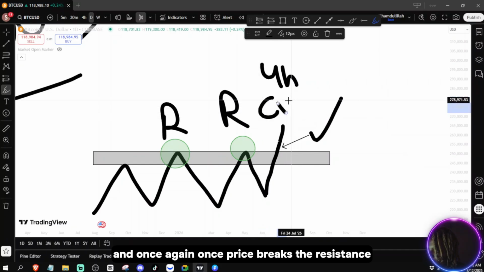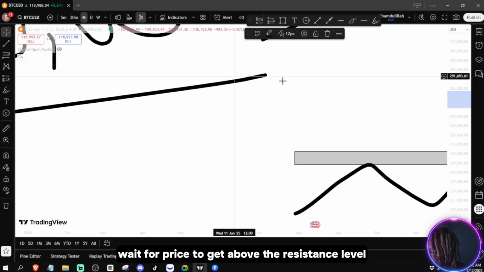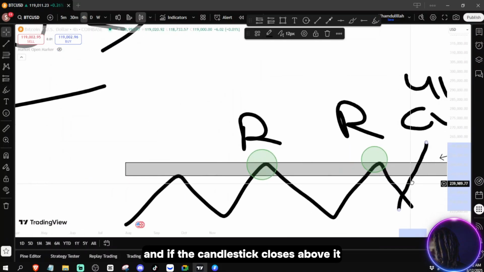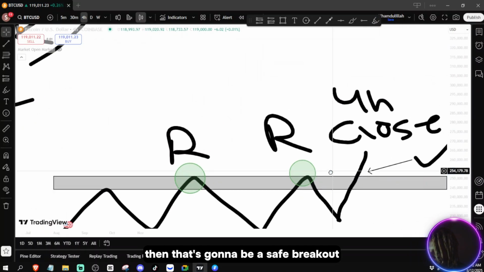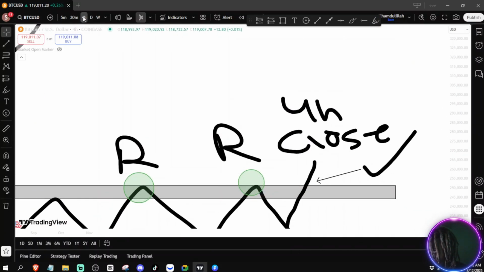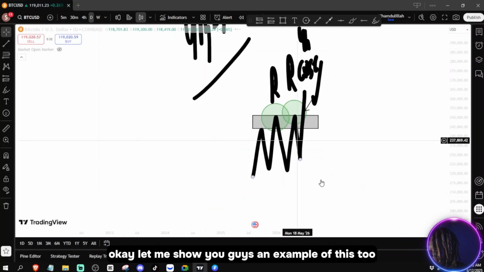Once again, once price breaks the resistance, you don't want to just get in. Get on your 4-hour time frame, wait for price to get above the resistance level, and if the candlestick closes above it, then that's going to be a safe breakout. Go ahead and take it to the next area of resistance and get your gap fill. Next, let me show you an example of this too.